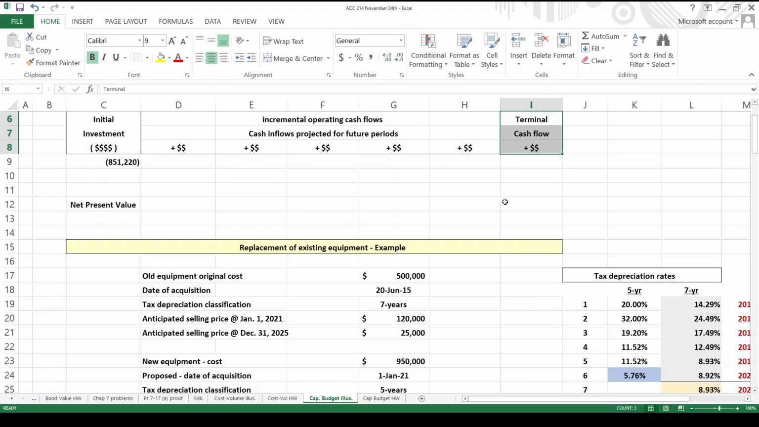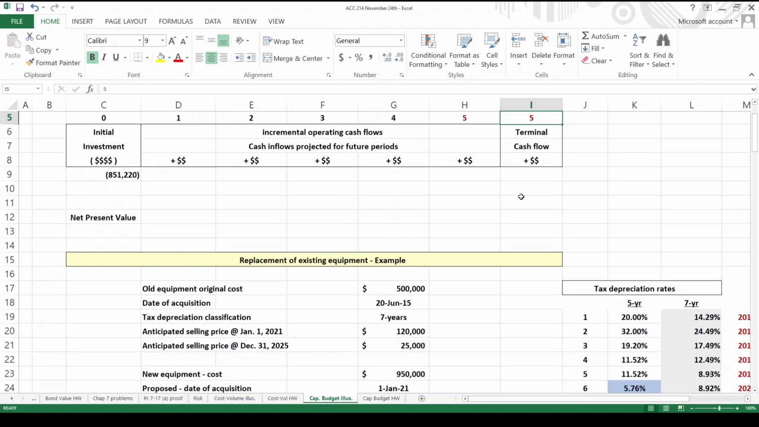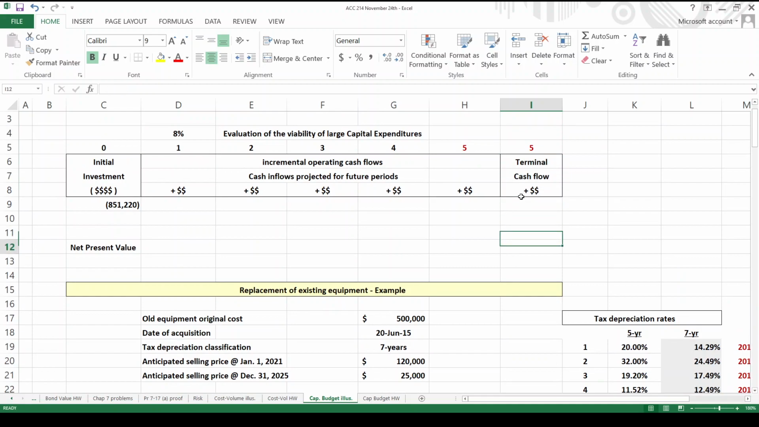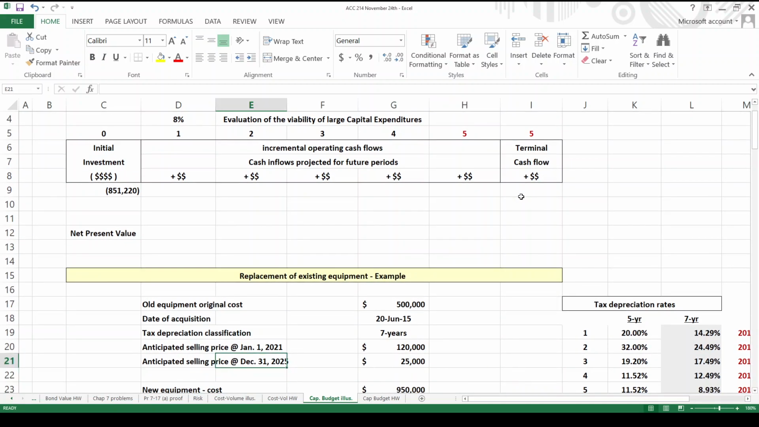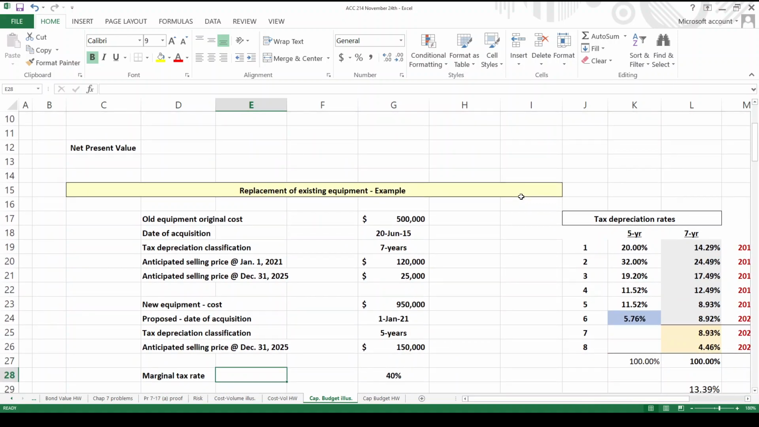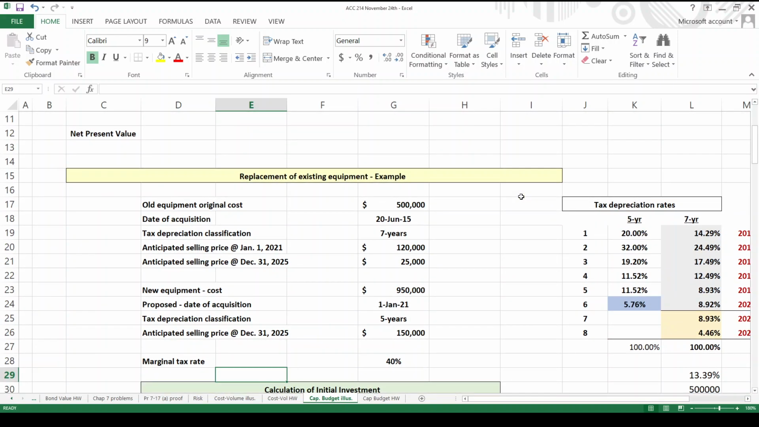So what is it that we can get after taxes for the new equipment, which we're theoretically selling off at the end of 2025? I believe that's the year. Yes, it is. What could we get for the new equipment after taxes? What could we get for the old equipment after taxes? What's the difference? The difference will be the terminal cash flow. All right, so we have to figure out the tax basis of the new equipment at the end of 2025.